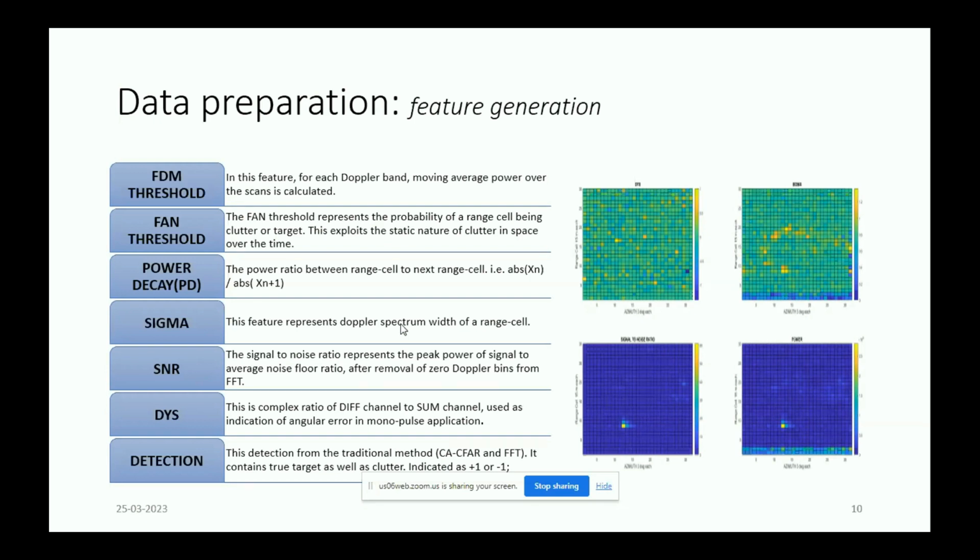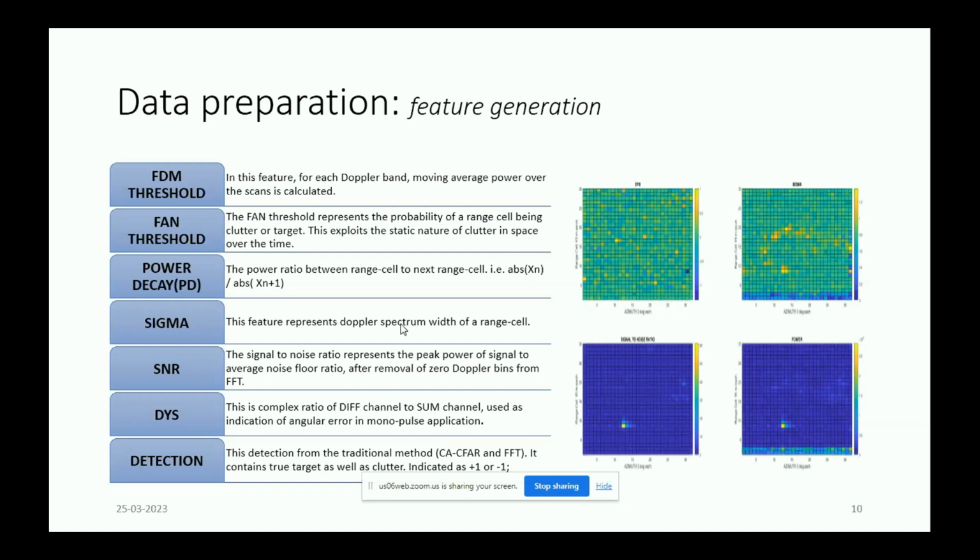So if the clutter is static, that means the same detection is going to happen through the CFAR all the time. So if we can make some sort of count over the scan, then we can find out whether it is still coming in the same range cell over the scan or it is on the move. This way we have calculated the probability.